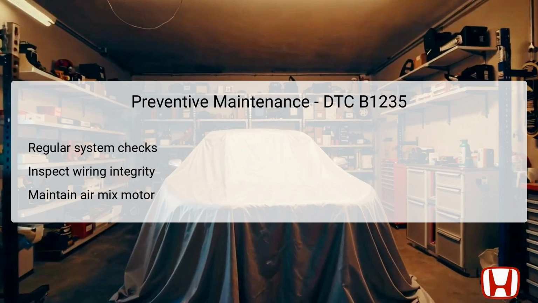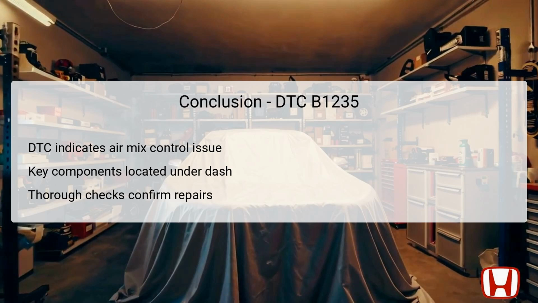By implementing such preventive measures, vehicle owners can significantly reduce the risk of experiencing future disruptions to their climate control system, enhancing the longevity and reliability of their Honda Accord. In conclusion, DTC B1235 signifies a problem with the air mix control motor circuitry and associated components within the Honda Accord models from 2012 to 2017.